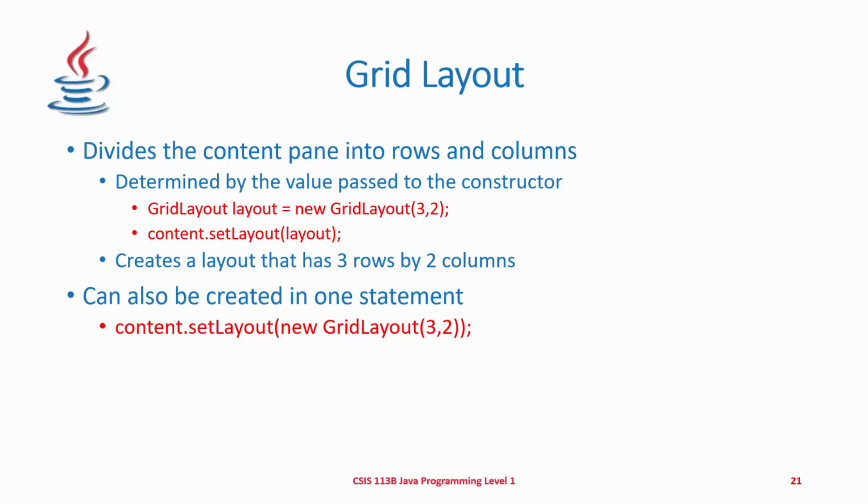Then once we have our layout, you can see we use the content pane object and its set layout method, and we pass to it that grid layout that we just created on the line above it. And we could do this all in one statement if we just did content.setLayout, and then inside of the set layout method, we pass as a parameter a new grid layout object with the parameters of 3 and 2 if we wanted 3 rows and 2 columns.